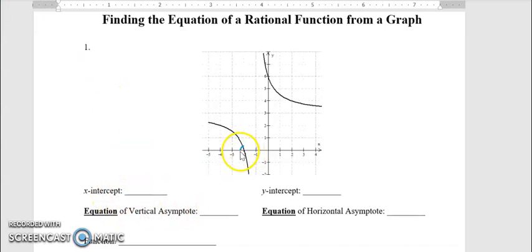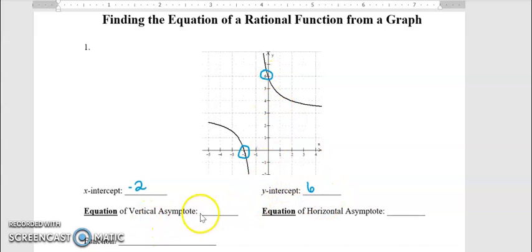So the graph is crossing the x-axis in only one point here at -2, it looks like. So the x-intercept is at -2. I'm just going to fill in this information right now. The y-intercept: the graph is crossing the y-axis here at 6. And I'm not writing coordinates this time, I'm just writing the value.